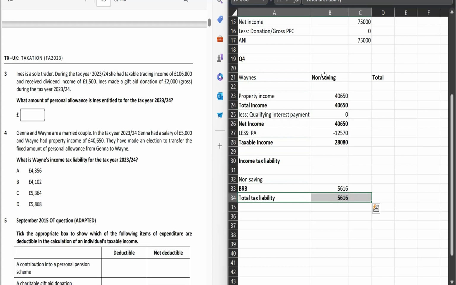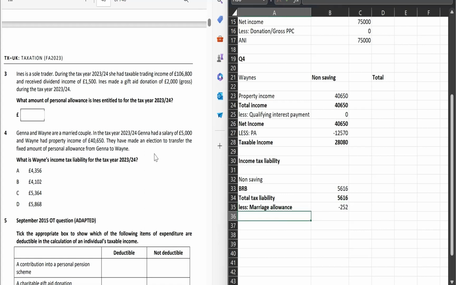Now from this total tax liability, as the question said, they have made an election to transfer the personal allowance from Jane to Wayne, and both are basic rate taxpayers. This is a condition that needs to be met to claim the marriage allowance. As both are basic rate taxpayers, one partner can transfer a fixed amount of their personal allowance, that is 1260, to the other partner. Whatever personal allowance they are transferring will reduce the income tax liability of the other partner. In our case, less marriage allowance: Jane will transfer 1260 to Wayne, and the tax rate applied on this personal allowance will be the basic rate.